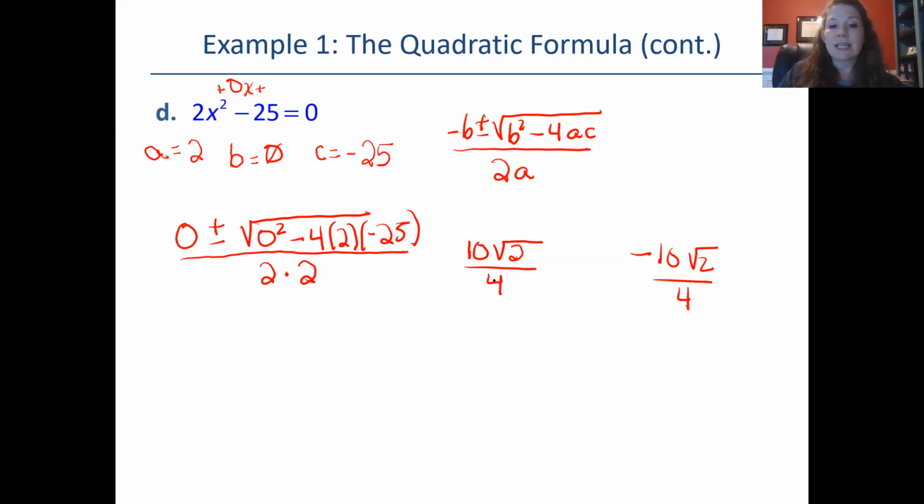So what can we divide 10 and 4 by? We can divide both of them by 2. So this becomes 5 square roots of 2 over 2. And this becomes negative 5 square roots of 2 over 2.